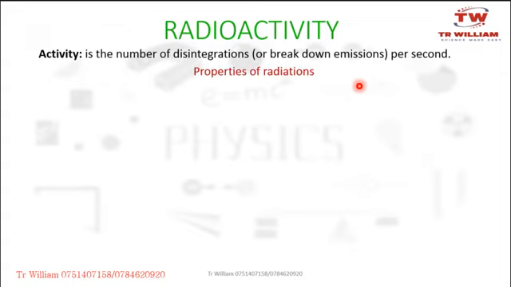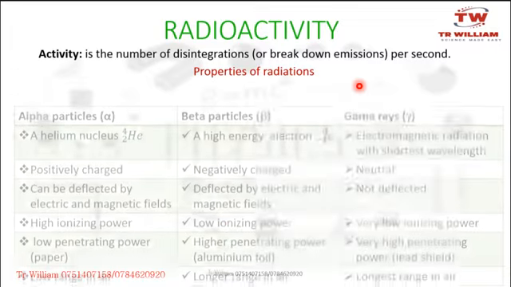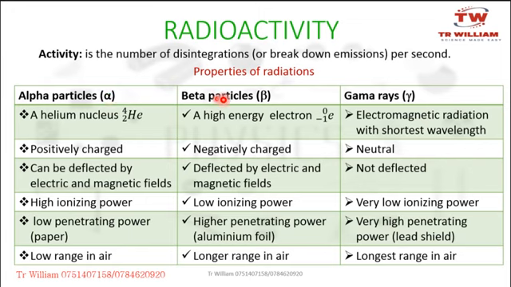Let's look at the properties of these radiations. I have just combined all three to make a summary. Like we said, we have the alpha, the beta, and then the gamma rays. First of all, the alpha particles: these are helium atoms. Now that sounds crazy, right? Because we said it is a nucleus that is decaying.